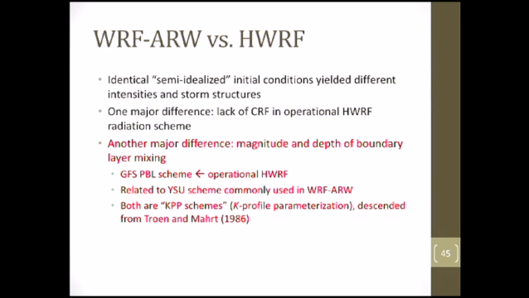Another major difference through our analysis we realized is that the magnitude and the depth of the boundary layer and the boundary layer mixing was very different between WRF ARW and HWRF, okay? Now HWRF was using a boundary layer scheme called the GFS scheme, okay? And actually it still is using a version of that. There are 14 different boundary layer schemes in WRF ARW, okay? But one of the popular ones and one of the oldest ones is a scheme called YSU.